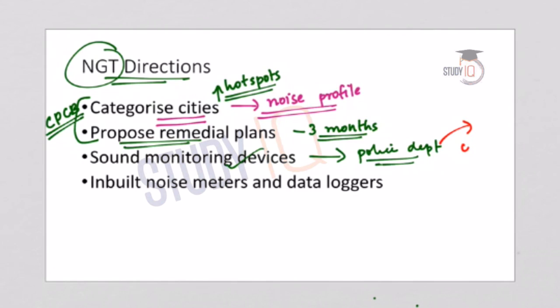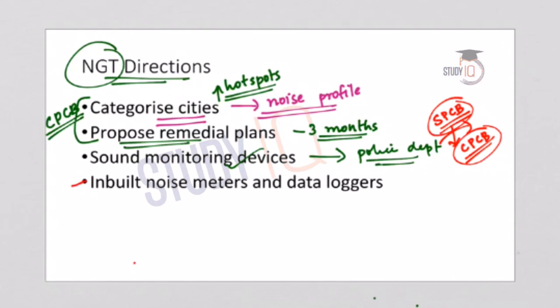For example, we have the CPCB, Central Pollution Control Board, at the central level, but at the state level we also have state pollution control boards, and the lower levels of the control boards would be at the district level or local level. So the police department at the district level or the local level has been directed by the National Green Tribunal to give assistance to these pollution control boards in mitigating noise pollution.